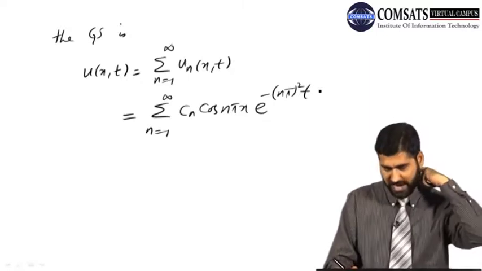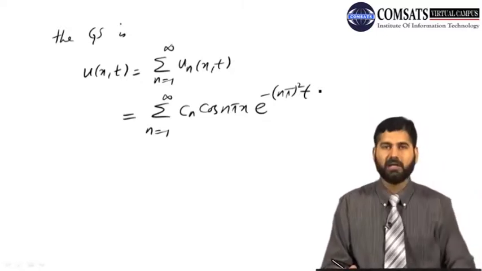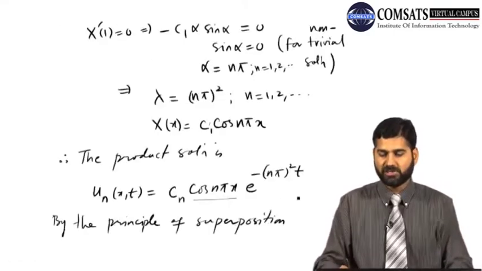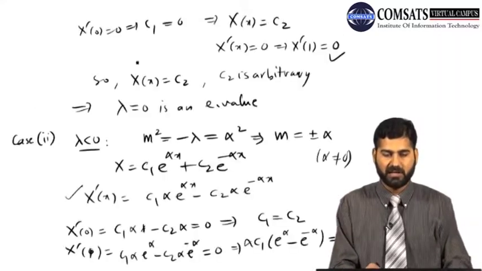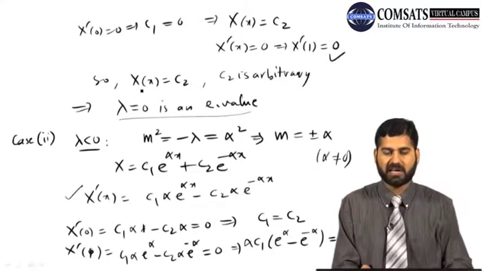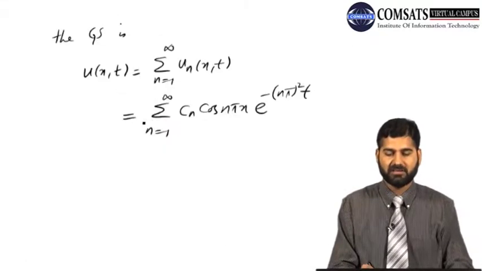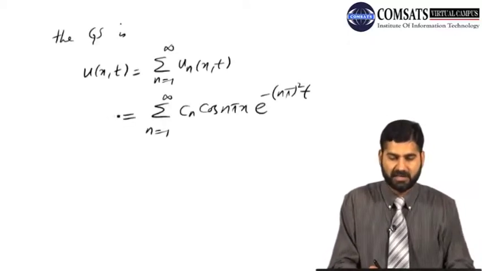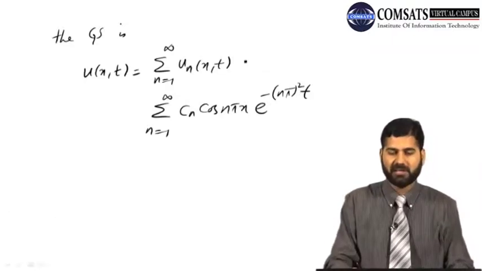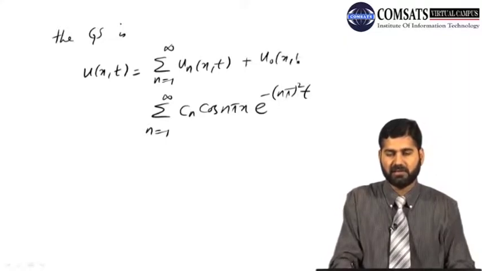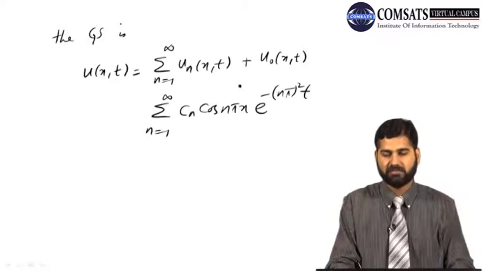And now we had one more solution as well. If you recall, this is the solution for n equal to 1, 2, 3, and so on. But we had this 0 solution as well. 0 was also an eigenvalue, and constant was the eigenfunction. So it means I have a constant here as well. I can call it u naught (x,t). That came from the lambda equal to 0 case.